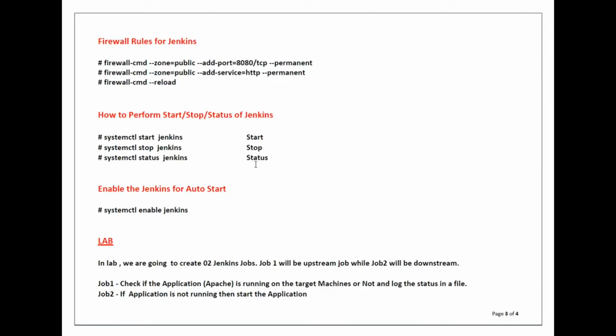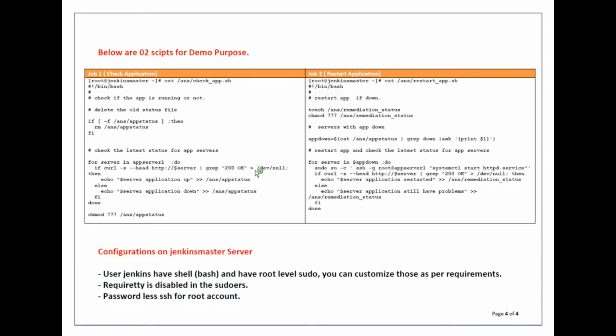If it is not running, it will log the status in a file. And job 2 will check that particular file. If Apache is running, it will do nothing. If Apache is not running, then it will start the Apache service. For that purpose, I have written two small scripts. These scripts we will be using in our jobs.